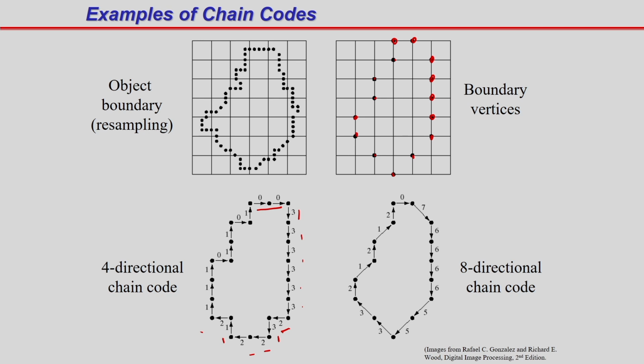If I consider 8 directional chain codes, then all the directions are 0, 7, 6, 6, 6, 6, and 5, 5, 3, 3 like this. I am getting the directions, and based on this I am getting the chain code. This chain code can be converted into binary numbers.